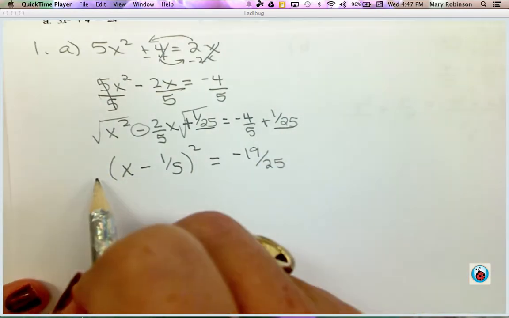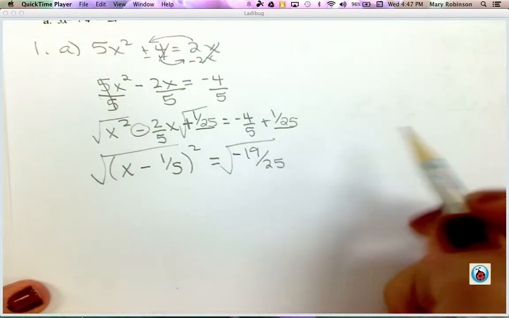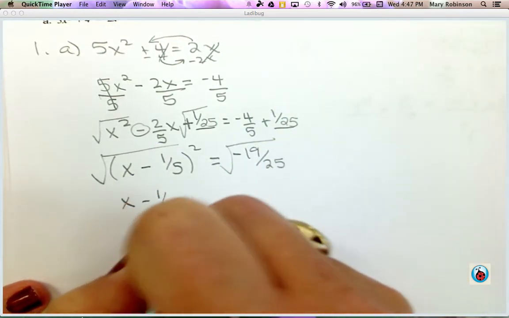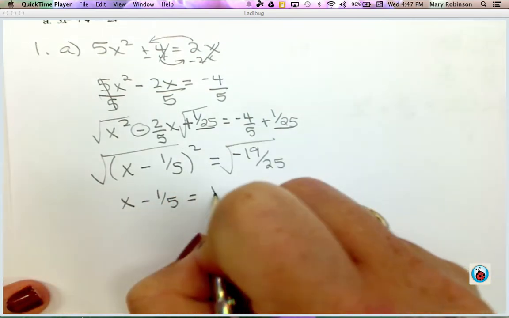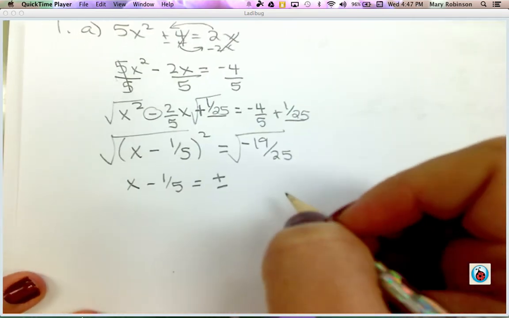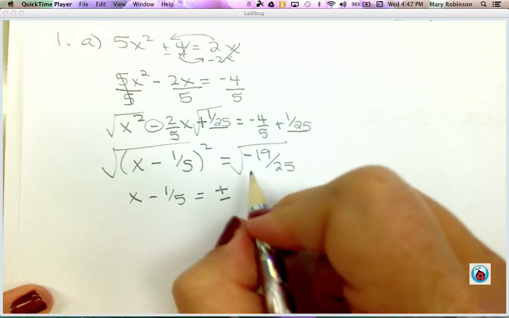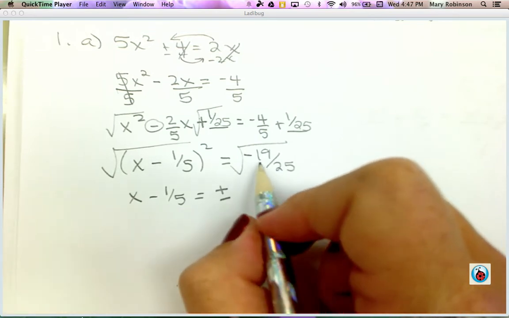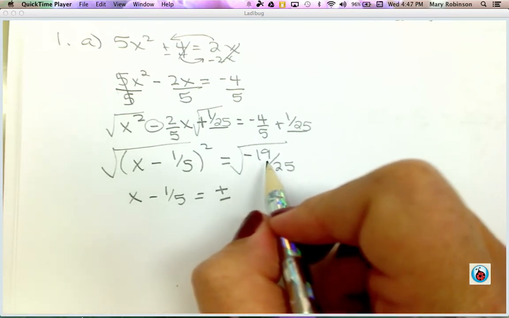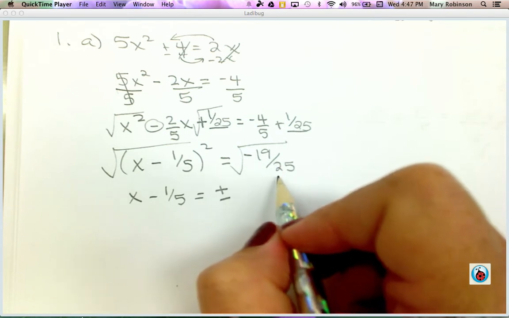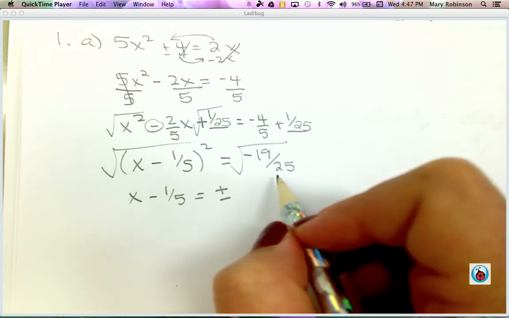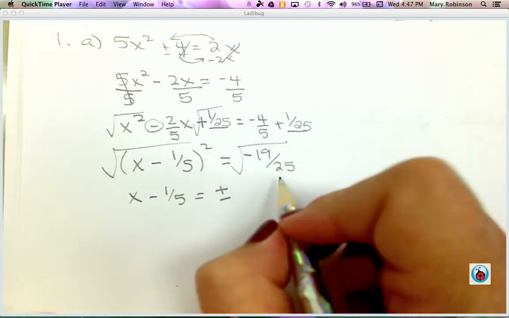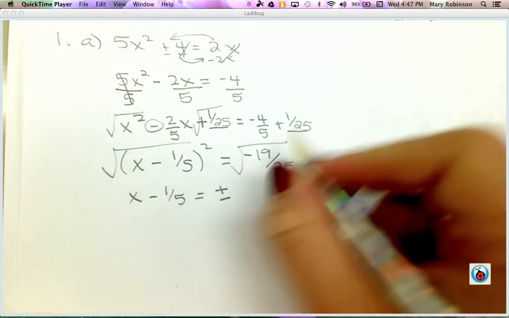The last step is to solve, so we take the square root of both sides. Please remember, you have to put the plus or minus in front. Now, we know that we're taking the square root of a negative number, so it's going to involve i, and our denominator here, when we take the square root of 25, is a perfect square, so we can take the square root of that. So I want you to think about this.